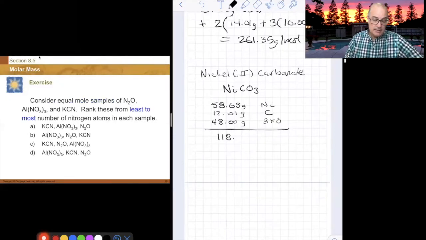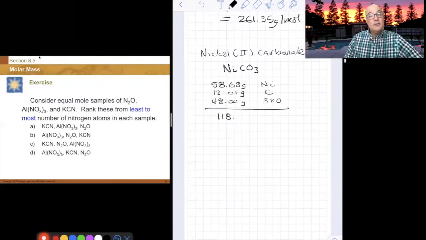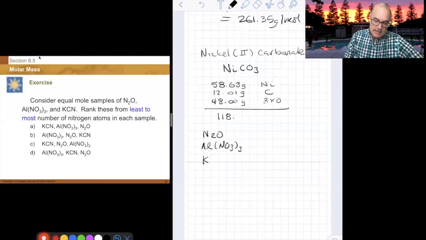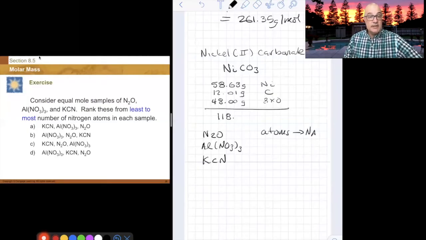Okay. Let's look at another example, ranking. Very often we want to get a general idea of the composition of things without doing a detailed calculation, so we should discuss how to do this. Consider equal mole samples of N2O, Al(NO3)3, and KCN. Rank these from least to most number of nitrogen atoms in each sample. Well, here, atoms can be stood in for by Avogadro's number. In other words, I can use a mole of things or moles of atoms to stand in for the absolute number since they're both number amounts.